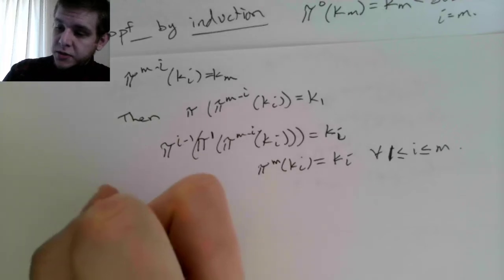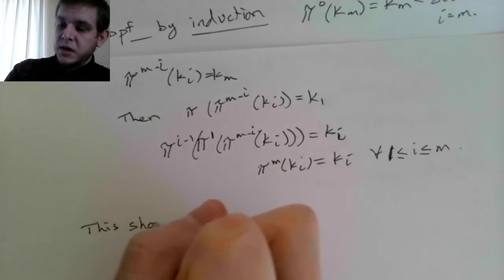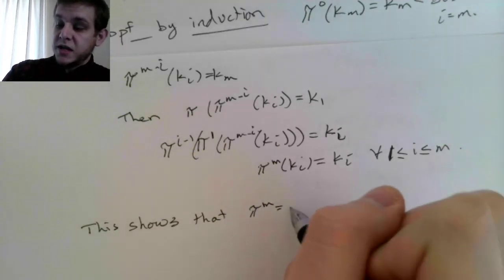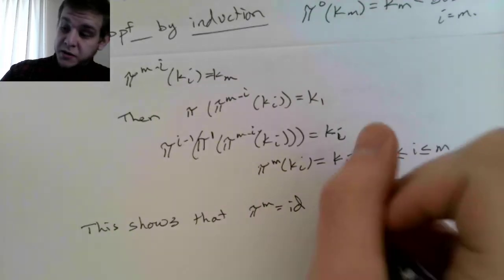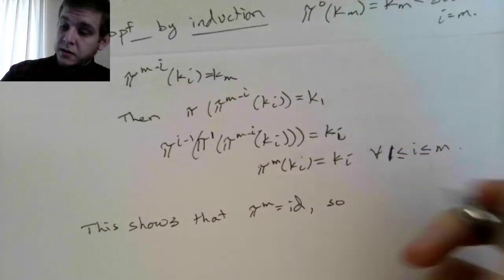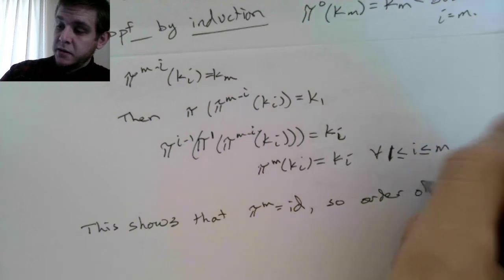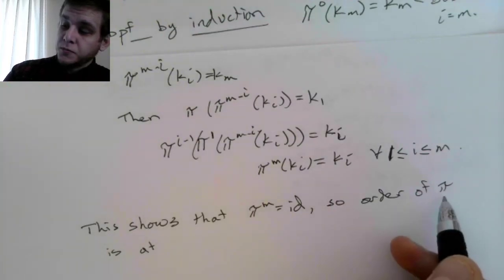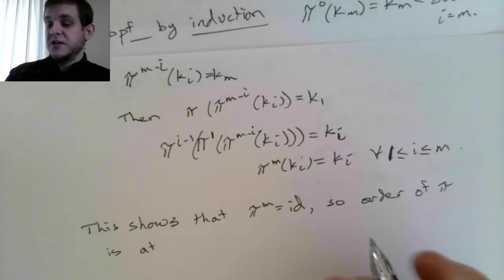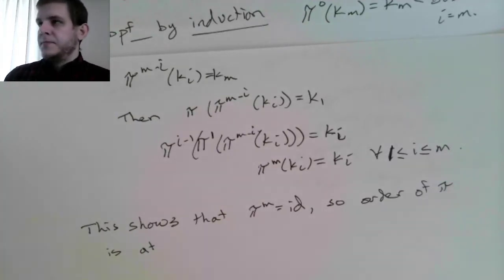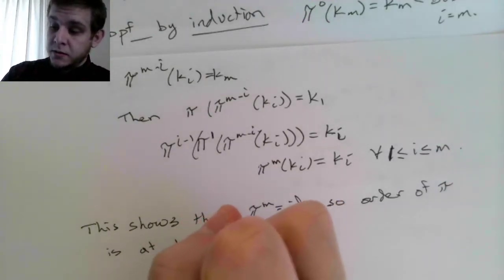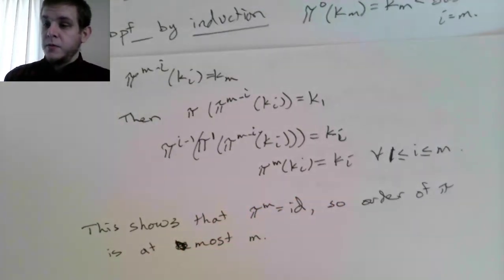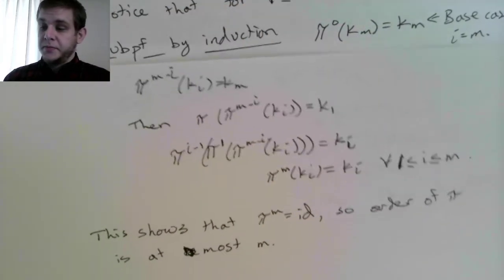So what this shows is that pi to the m is equal to the identity transformation. So the order of pi is at most, right, the order is the smallest number such that this happens. So it could be smaller, but it's at most m, where m is the length of my cycle. Should have called it L maybe.